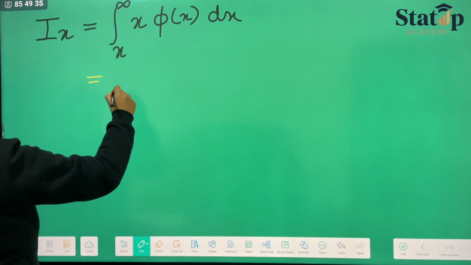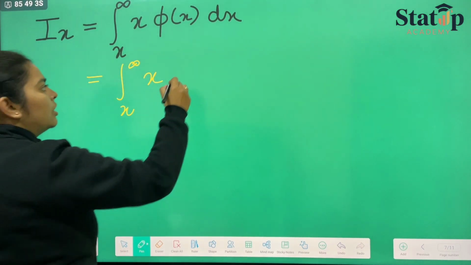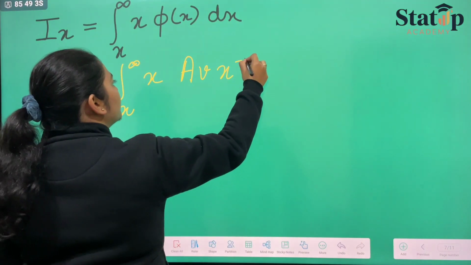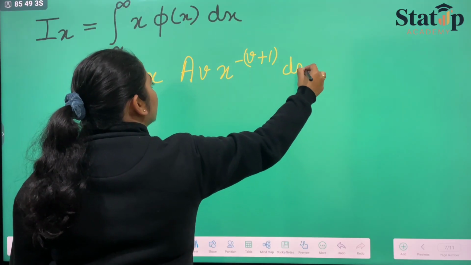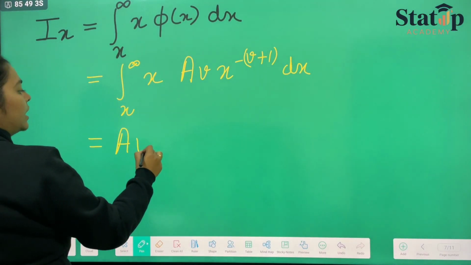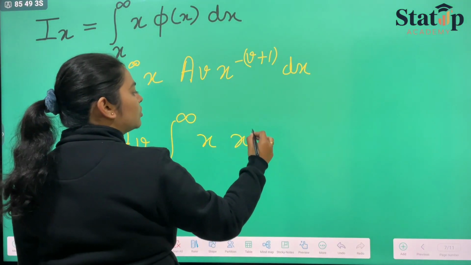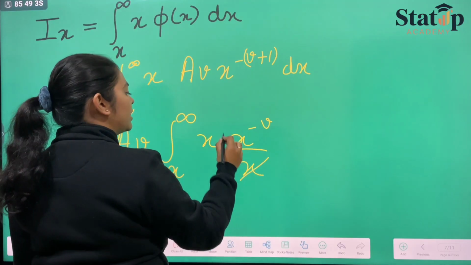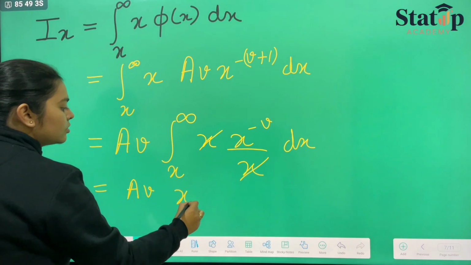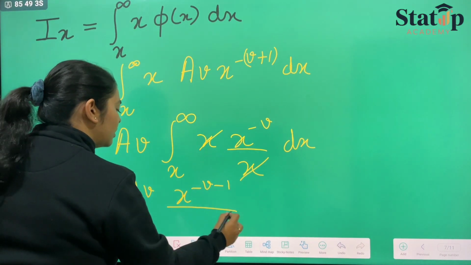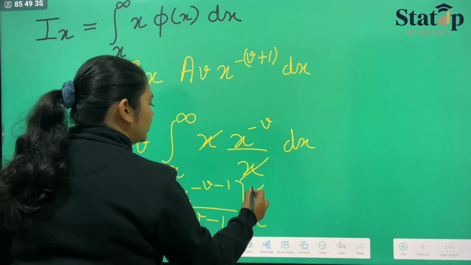Now x can be written as x only, and phi x can be taken from equation number 3, which is nothing but a v x raised to the power minus v plus 1 dx. Now if we take a and v outside, we will be getting integration of x to infinity x raised to the power minus v upon x, and x gets cancelled, and we will be left with a into v x raised to the power minus v minus 1 upon minus v minus 1, with the integration from x to infinity.